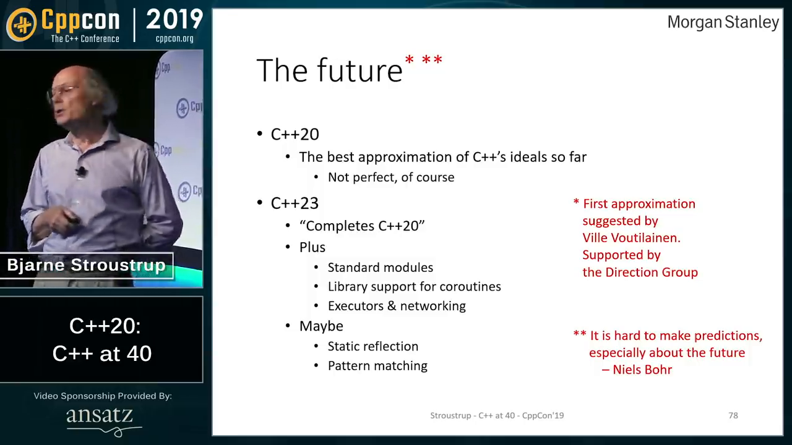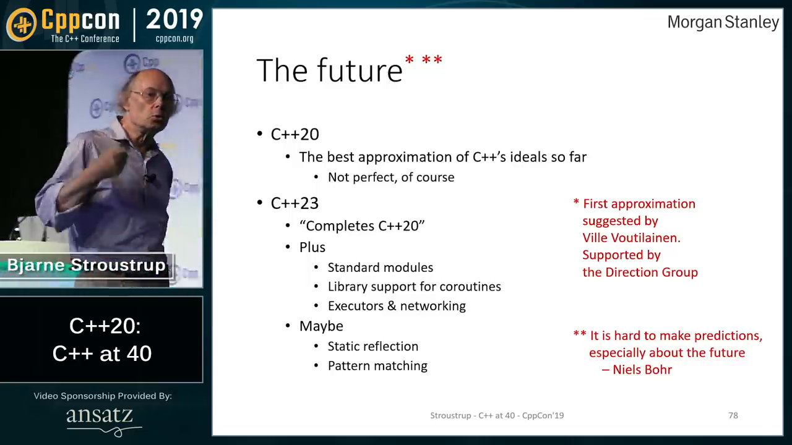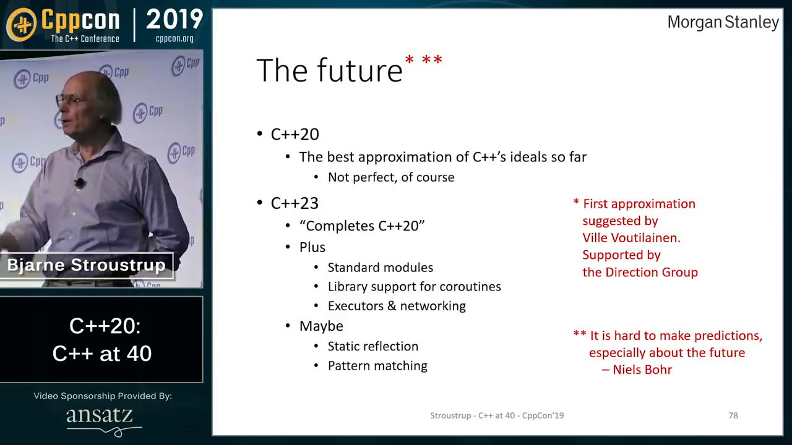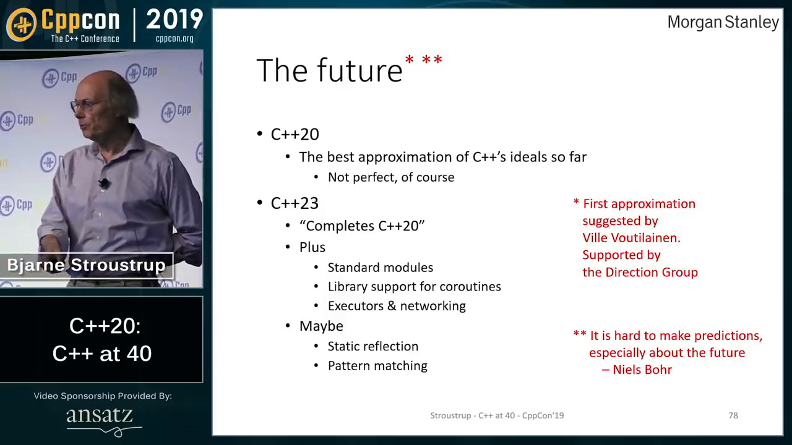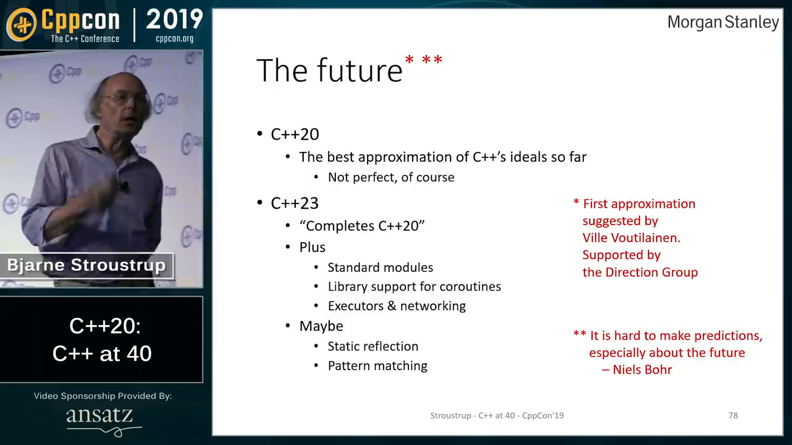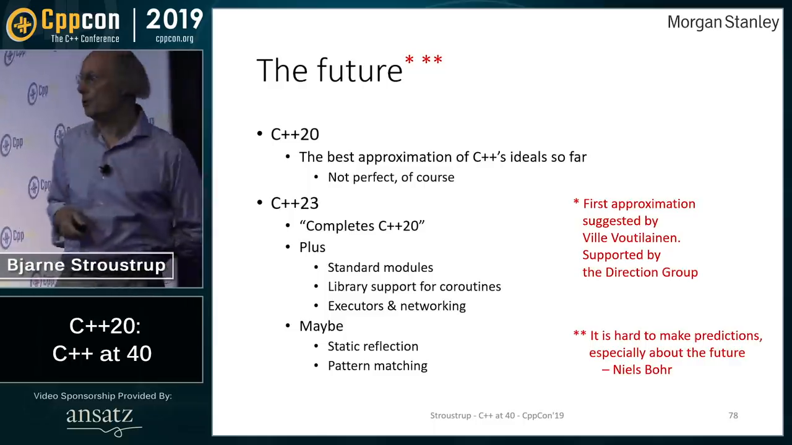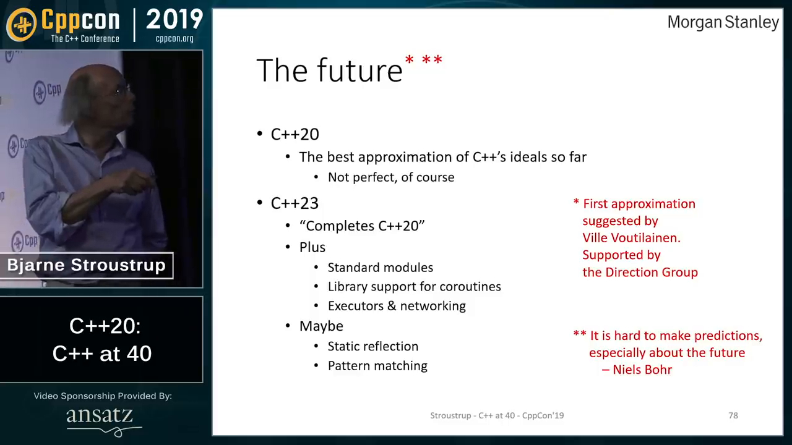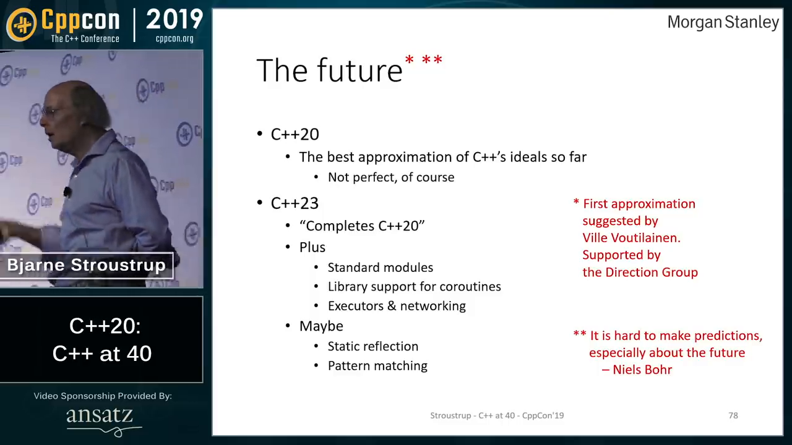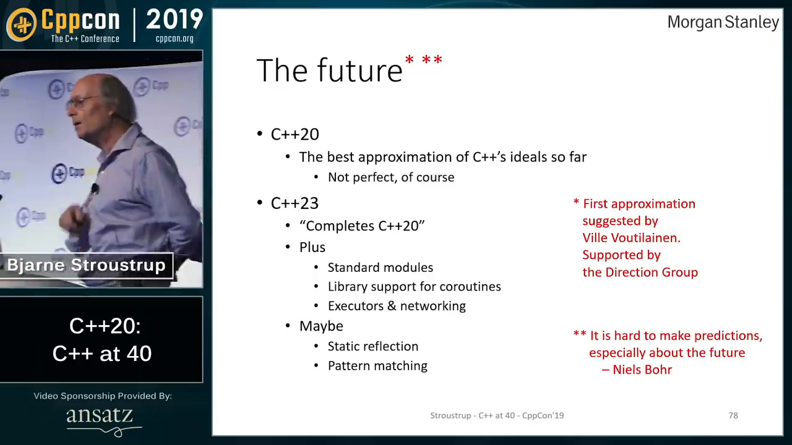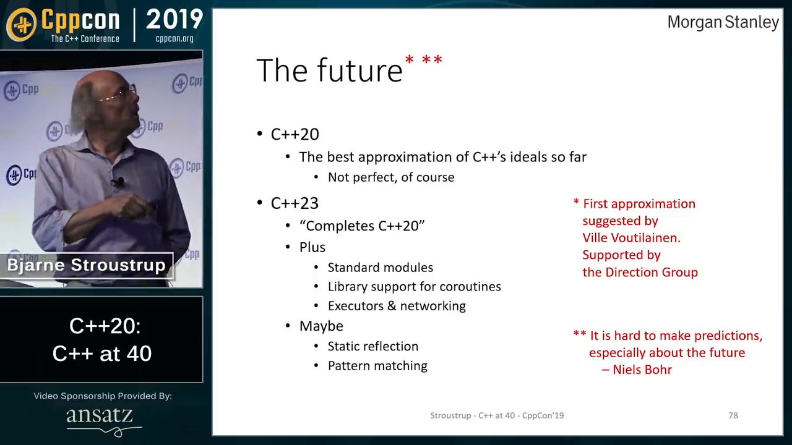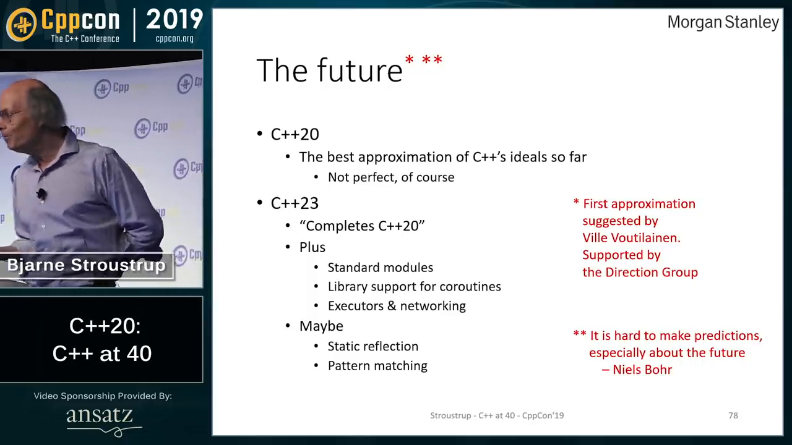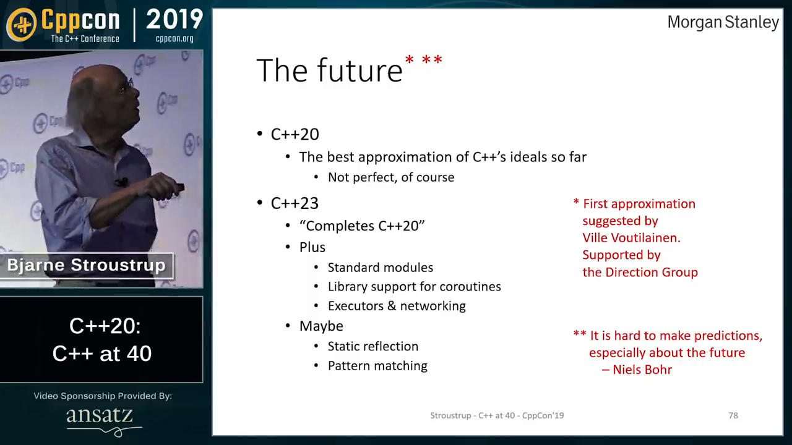C++23, I think, should complete C++20. There are things you cannot know till you ship. There are things you cannot put into the latest release because there's a feature freeze. We need a couple of years to actually learn what this is at scale. So there will be a lot of completing things, like getting ranges used more systematically. And then we would like to see standard modules. I would like my import std instead of having to do it myself.